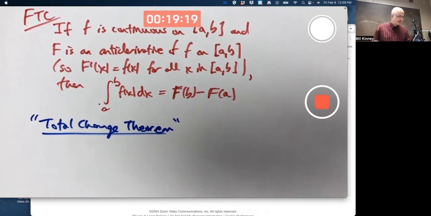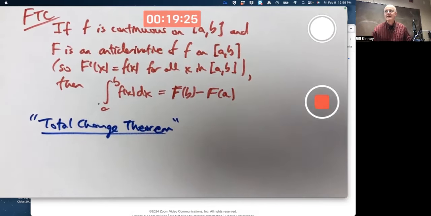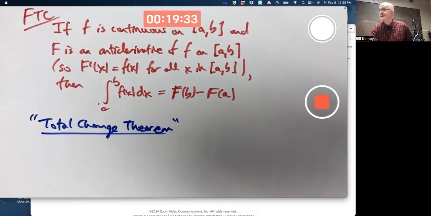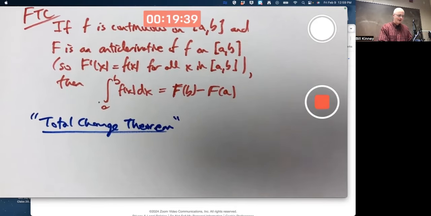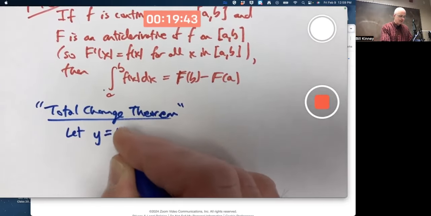Huh? How could this ever be obvious? It is to practitioners of calculus if you think about it in the right way. But just because it's obvious to them doesn't mean they've proved it. Got that? Doesn't mean they proved it. First, a little bit of notation. I'm going to let y be capital F of x.